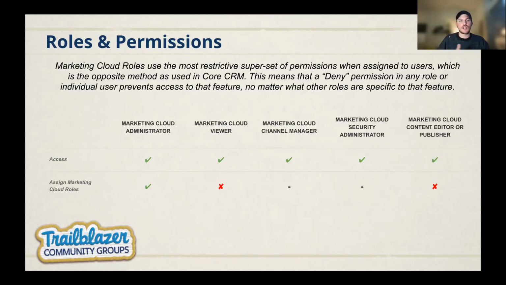The difference in Marketing Cloud is that if I have multiple roles that are associated with my user, it's actually the opposite. So if any deny permission is assigned to a role and that role is assigned to a user, that deny permission will override any other permissions that individual has. So for example, if I've got both the Marketing Cloud administrator and Marketing Cloud viewer roles assigned to my Jordan Seal user, I'm actually not going to be able to assign Marketing Cloud roles because this role here specifically says that this person can't. Anybody in this role can't do it. So that will override the fact that the Marketing Cloud administrator role says that they can.